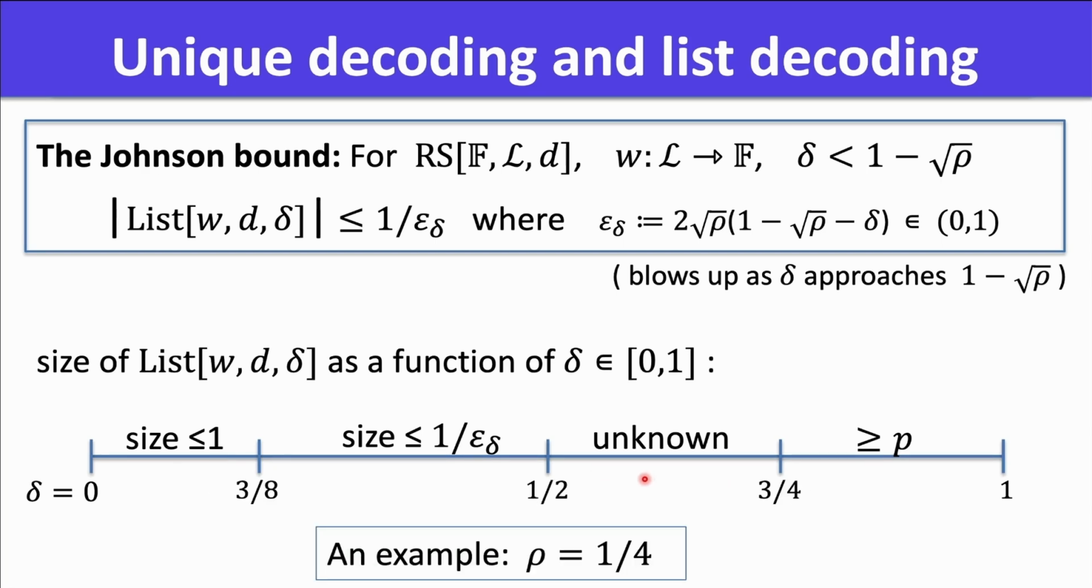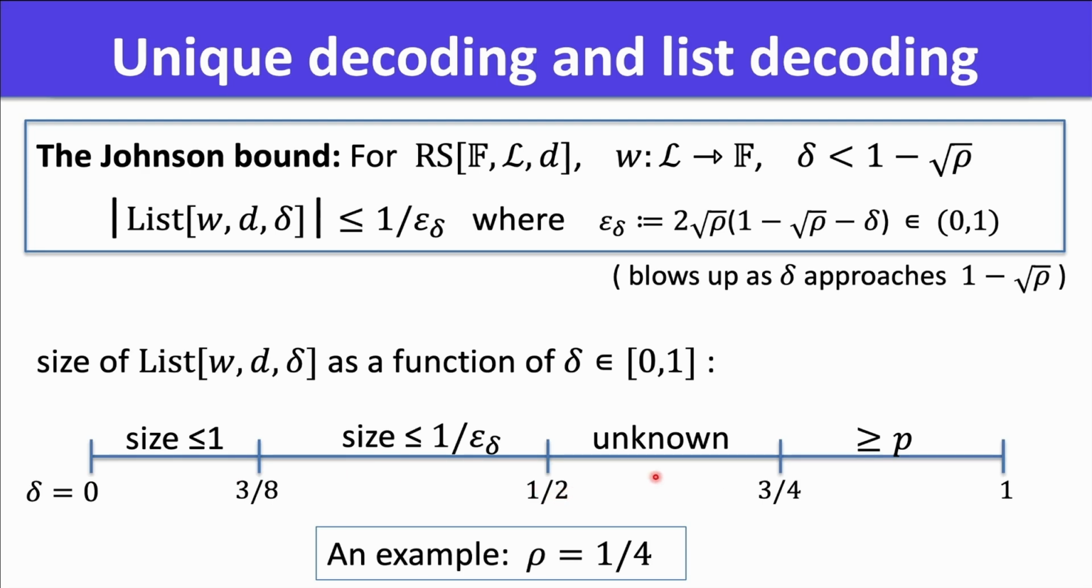So finally, let's plug in real numbers. Let's say that we use a rate of 1/4. So this means that the code words are 4 times bigger than the encoded messages. So you can see that the unique decoding distance is 3/8. The Johnson bound becomes 1/2. So all the way from 0 to 1/2, we have a good bound on the size of the list. Above 1/2, we don't really know what happens to the list.